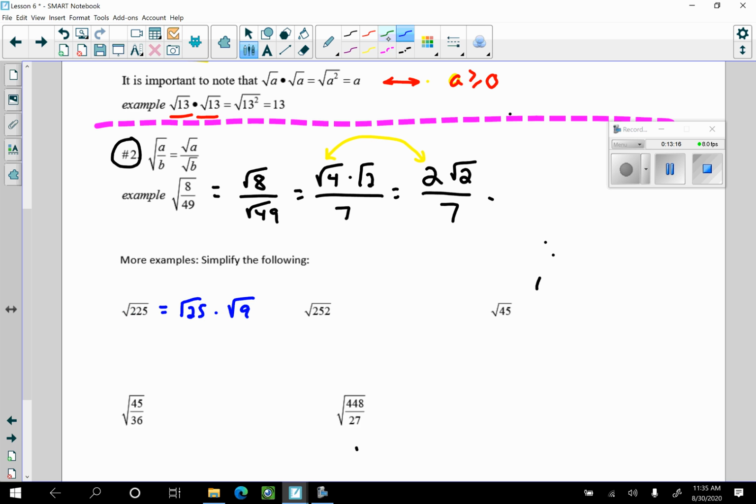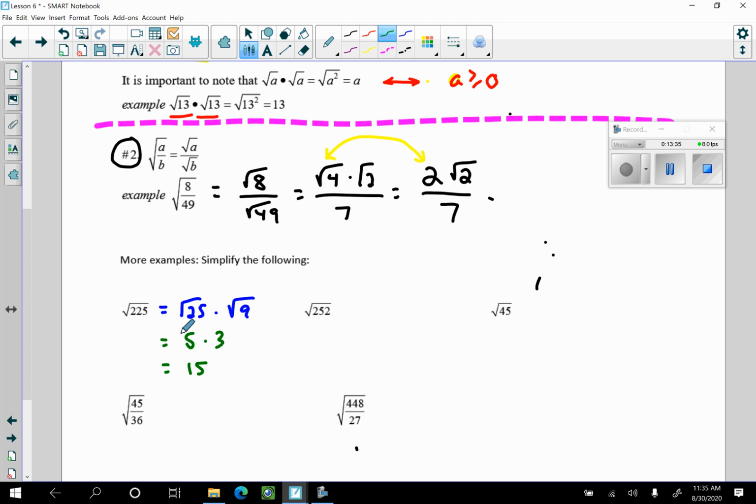Well, what's the square root of 25? The square root of 25 is 5. The square root of 9 is 3. So 5 times 3 is 15. If I knew all my perfect squares, I would see that the square root of 225 is indeed 15. So let's do 252 here.